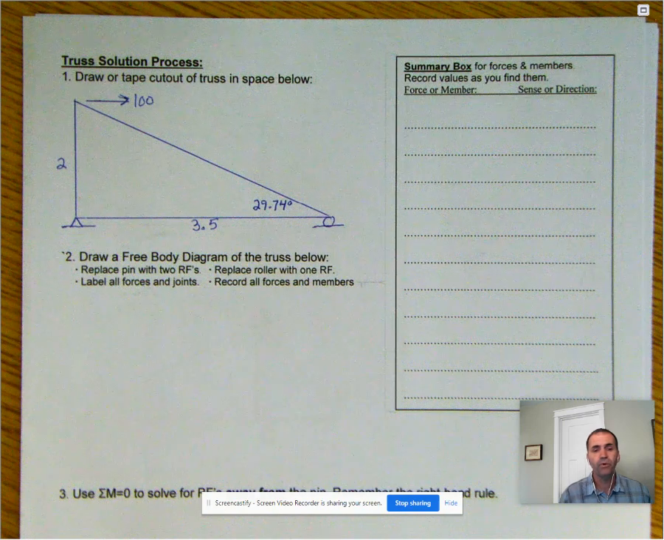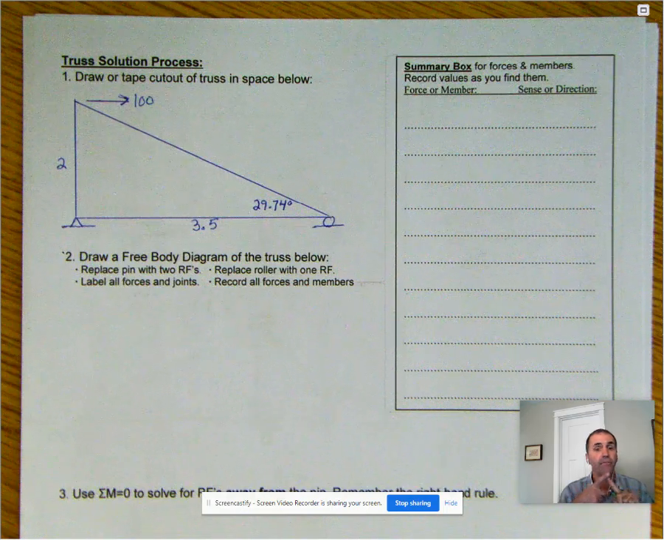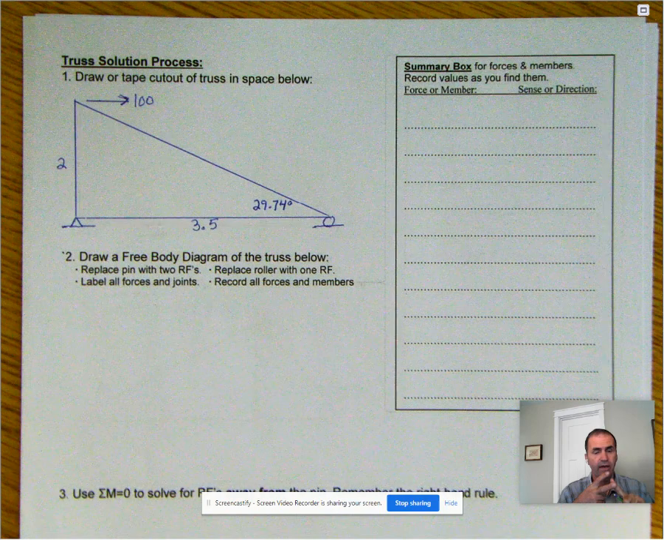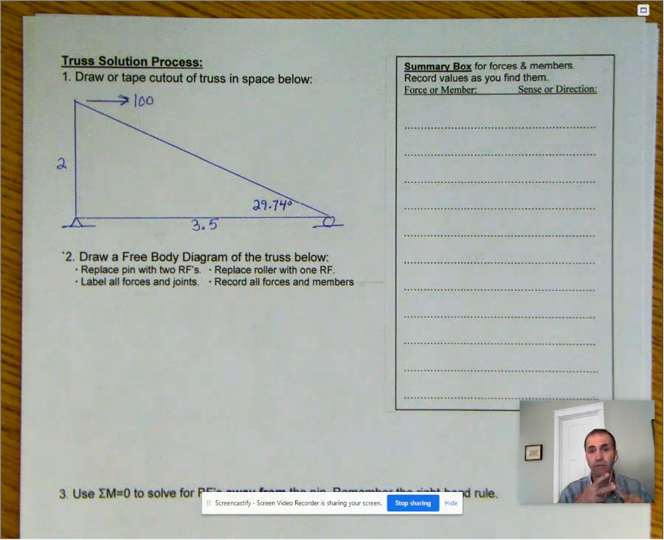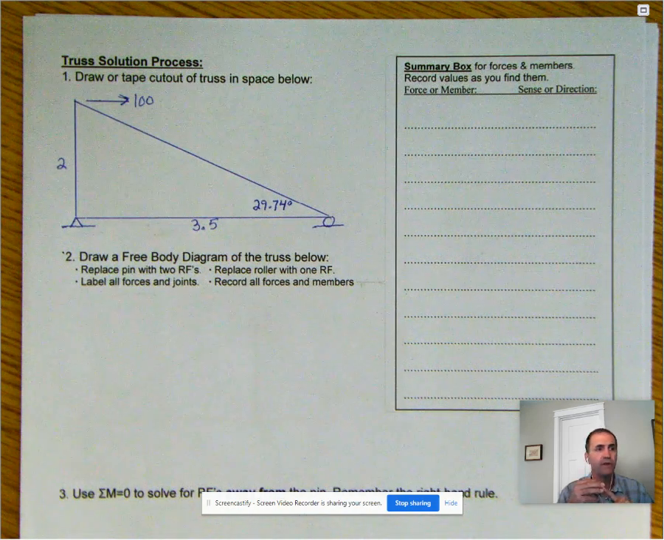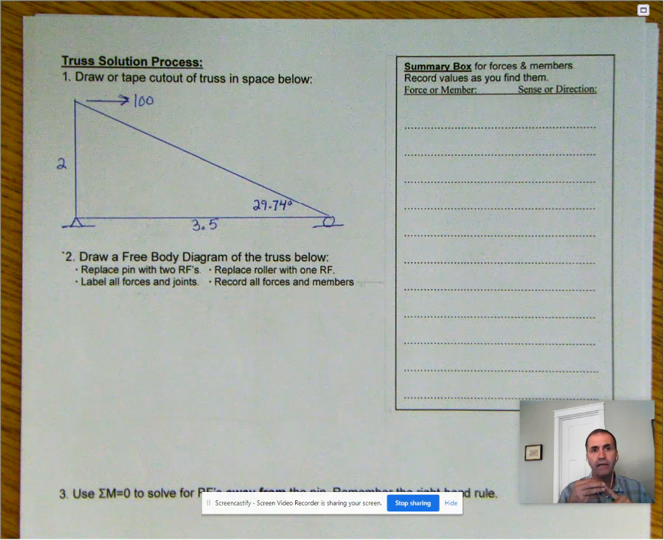Before you get into truss calculations, you should have already learned about free body diagrams, force vectors and how they work, how trigonometry is used to solve for force vectors, and moments. If you don't know those three things, make sure you go back and look at the resources provided for those three ideas.